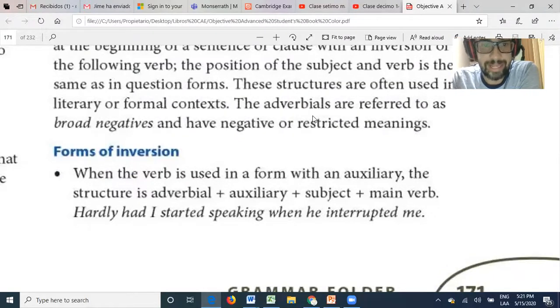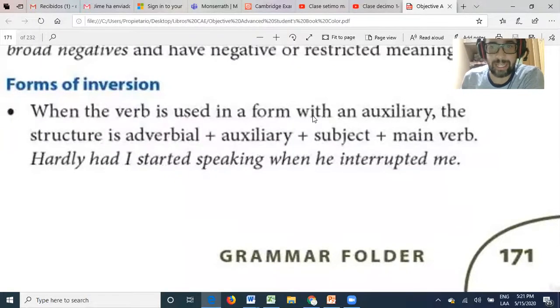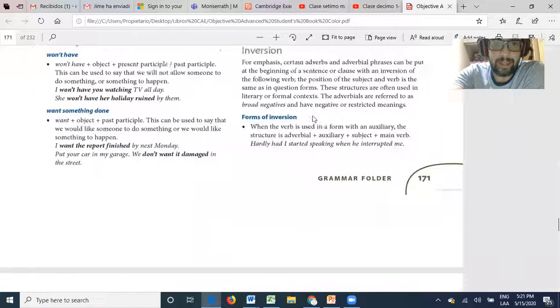Okay, so the first one is when the verb is used in a form with an auxiliary, the structure is adverbial plus auxiliary plus subject plus main verb. For example, hardly had I started speaking when he interrupted me. Okay, so that will be when the verb is used in a form with an auxiliary.